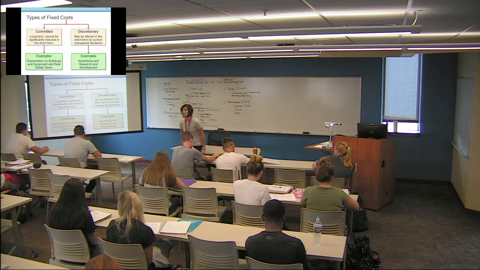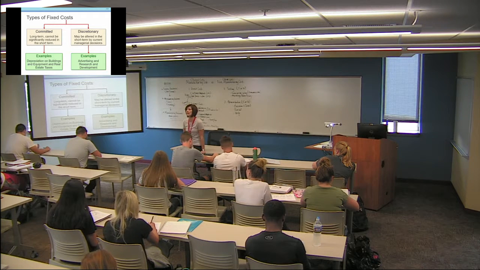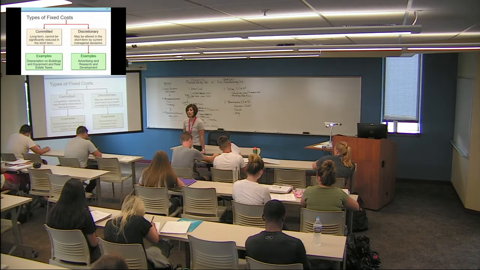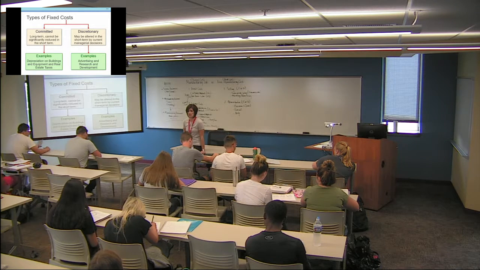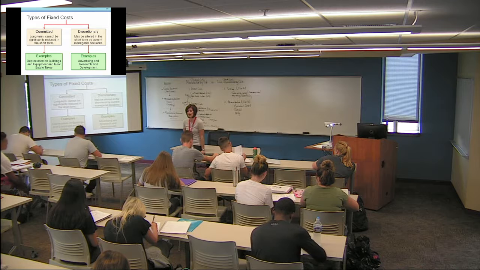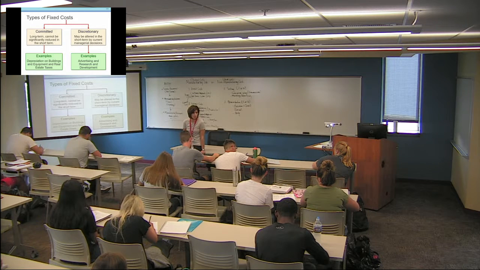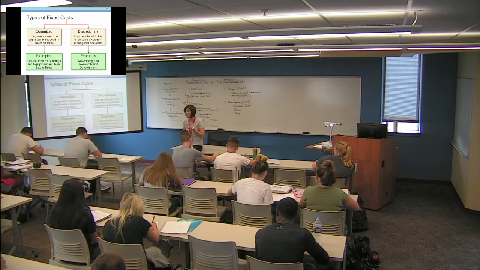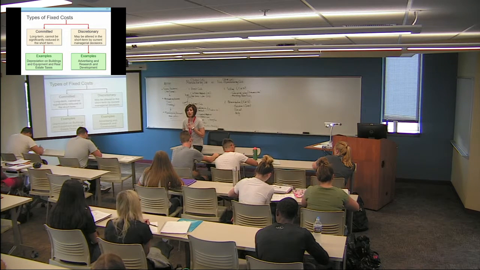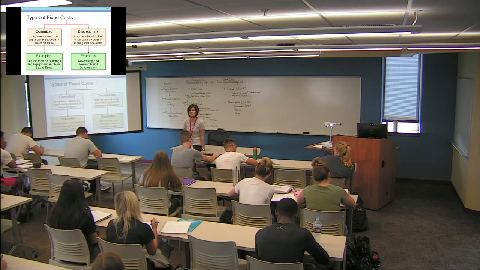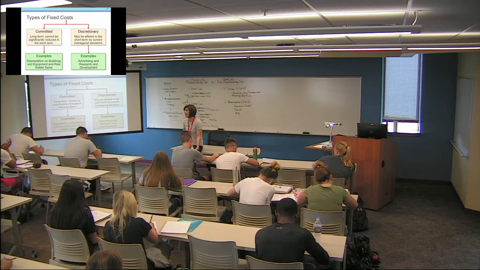A committed fixed cost is something long-term that you never have control over. For example, my property taxes for my home that I pay to my county and my school districts every year. No matter what I do, I cannot change those unless I sell my house and move. That's the only way I can change that expense for me. I have absolutely zero control over the amount of property taxes that I'm assessed, that I have to pay every year.